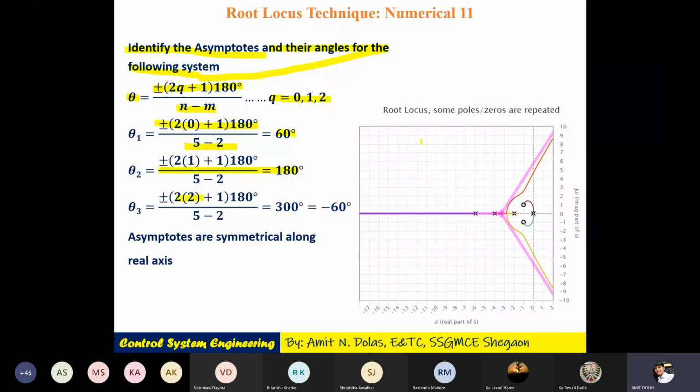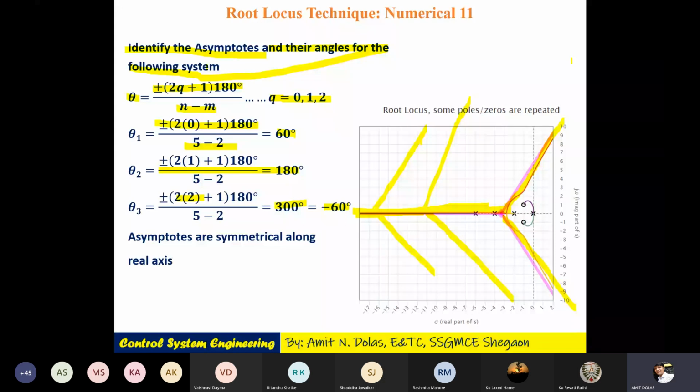So you can see the three angles are there. This is 60, this is minus 60, and this is 180 degrees. So you might be thinking, why not here? Why not here, sir? Why not here? Yes, can anybody answer me this question?